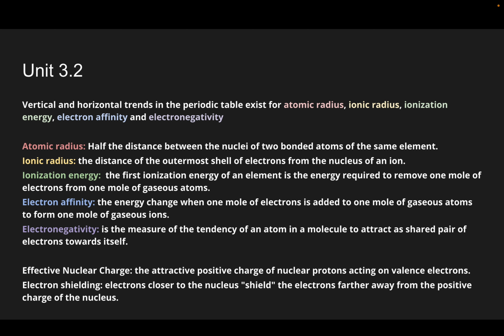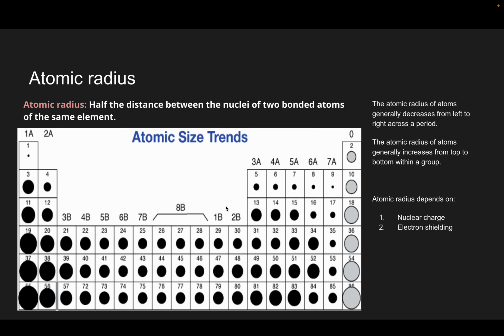And I also wanted to mention that you have to know these definitions by heart, because the main words, the key terms here, are important when you answer open questions or multiple choice. So you had better learn this. The first one is atomic radius. Atomic radius is half the distance between the nuclei of two bonded atoms of the same element.